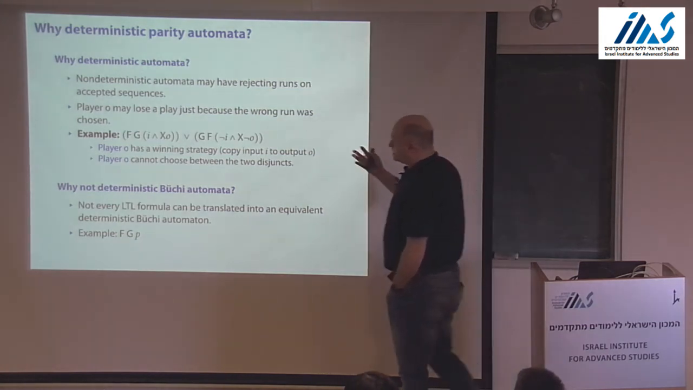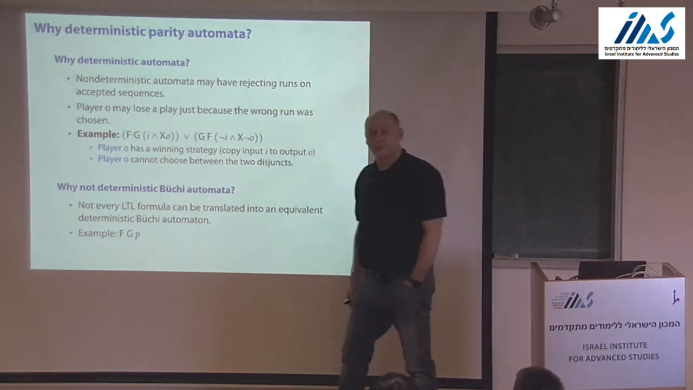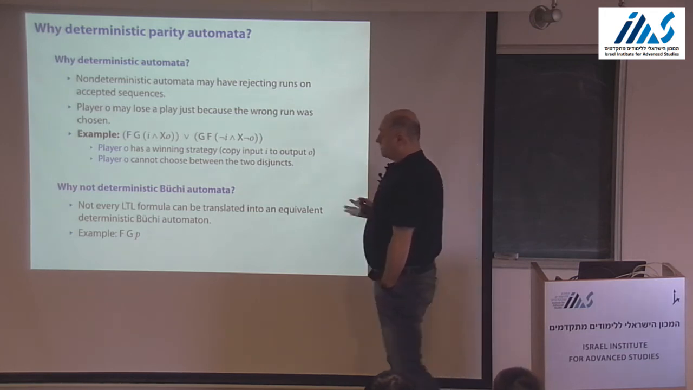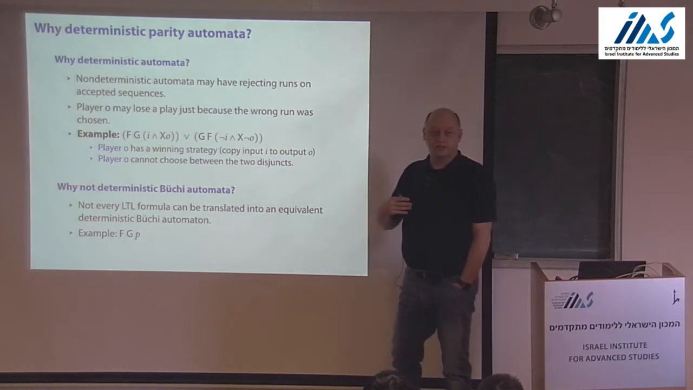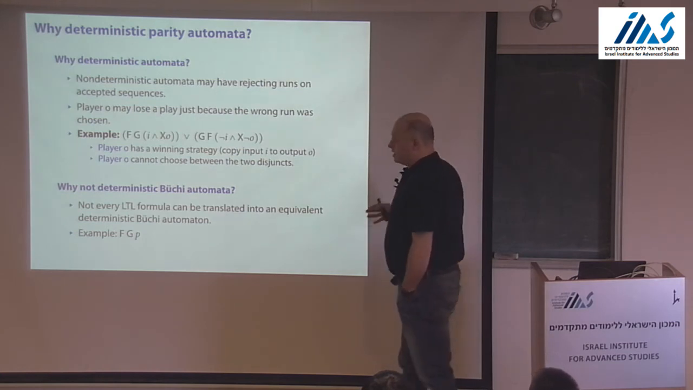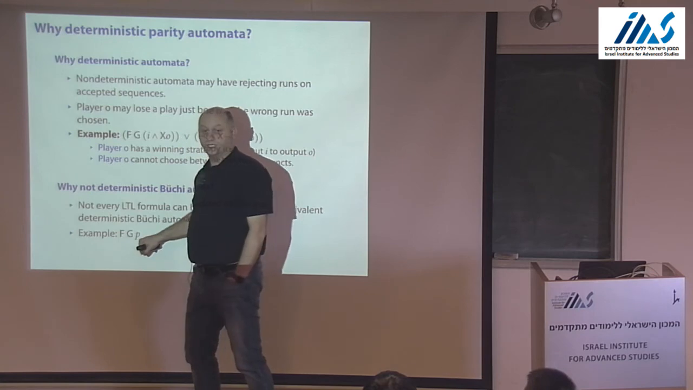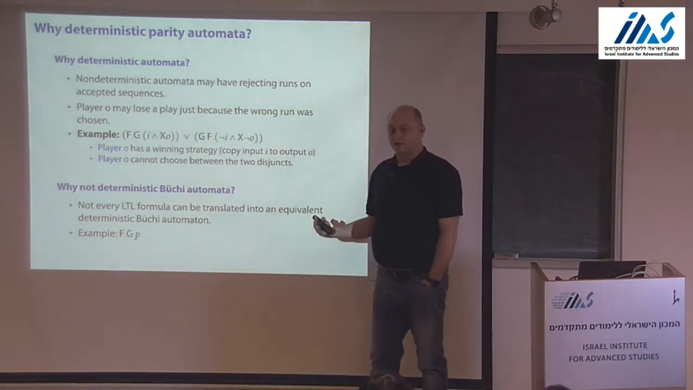Now, the other question is, why do we go to parity rather than, for example, use Büchi automata? Well, the answer is not every LTL formula can be translated into a deterministic Büchi automaton. And I believe Javier will talk more about this, right?